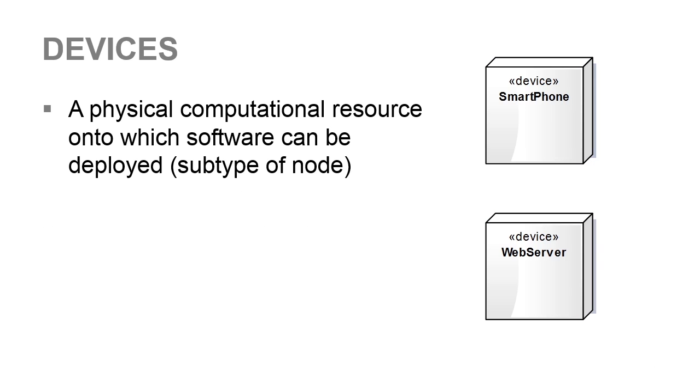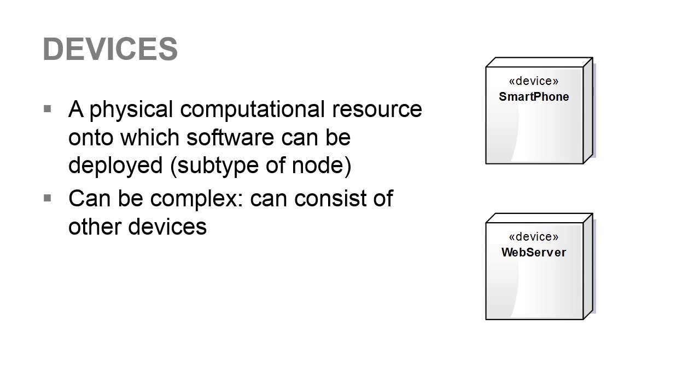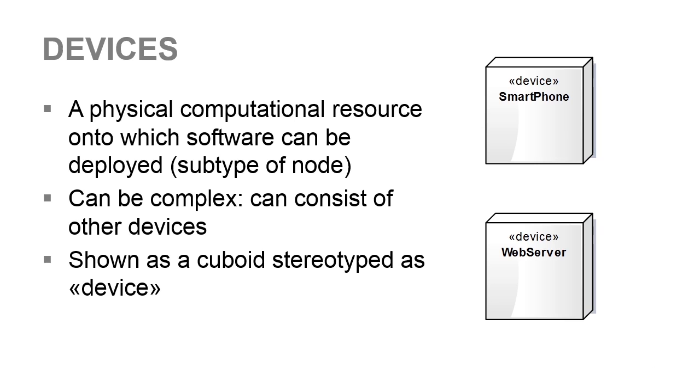A device represents a physical hardware device onto which you can deploy software artifacts. Device is a subtype of node. Devices can be complex and consist of other devices, which can be shown by nesting or composition. A device is shown as the same cuboid shape as a node, but with the stereotype device at the top. As with nodes, devices can be types or instances.